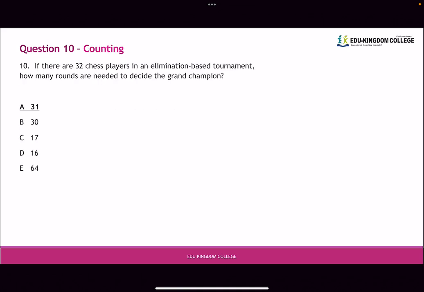So if there are 32 chess players in an elimination-based tournament, how many rounds are needed to decide the grand champion? So first round should have 16 matches. So 32 people are split into pairs and 16 pairs. Then we're going to have 16 left over. So 8, 4, 2. Okay, and then 1 match where the final 2 people decide who's the winner. So that's going to be 16 plus 8 is 24. 24 plus 4 is 28. 28 plus 2 is 30. And then 30 plus 1 is 31.